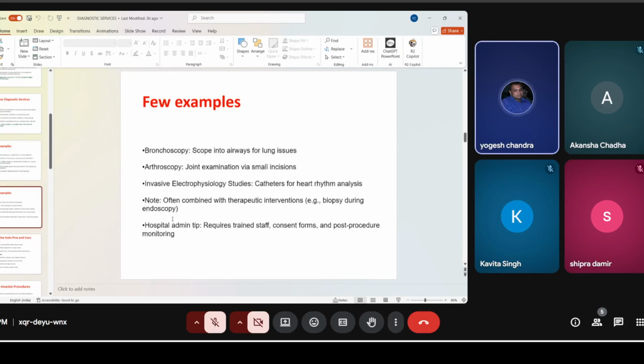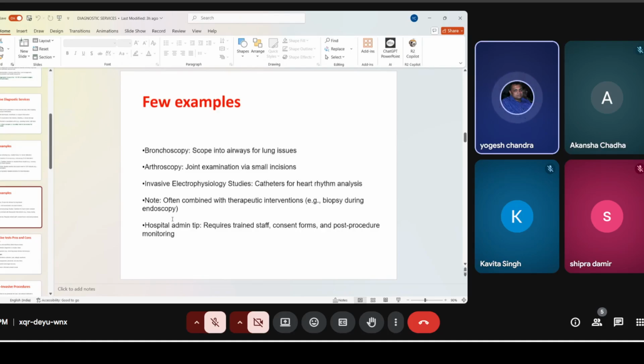Okay. And what is the administration part? As you know, this is a complicated procedure. So as a hospital administration, you must ensure that the persons who are detailed for the diagnostic services should be properly trained. You can imagine what the complications may be if you don't have trained staff performing such very complex diagnostic services, which can damage the body up to an unexplainable level also.